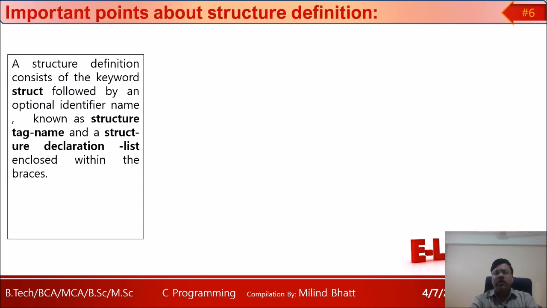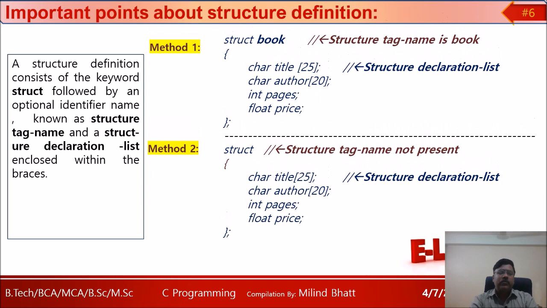Now, a few important points while working with structures. These are utmost necessary points. Please go through them in detail. A structure definition consists of the keyword struct, followed by an optional identifier name, which is termed as the tag name, and the structure declaration list enclosed within the braces. So you have seen the syntax in the previous slide.